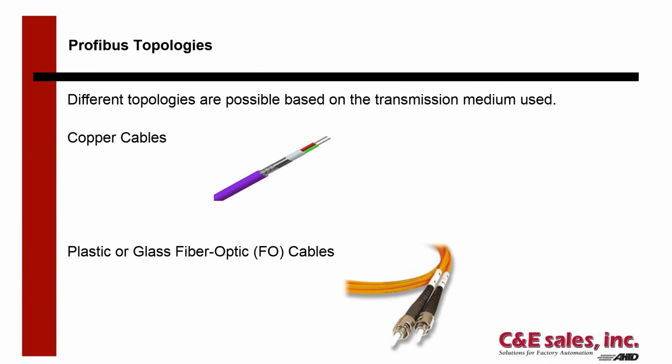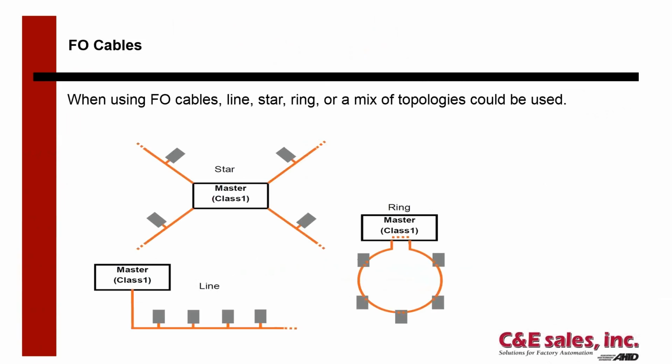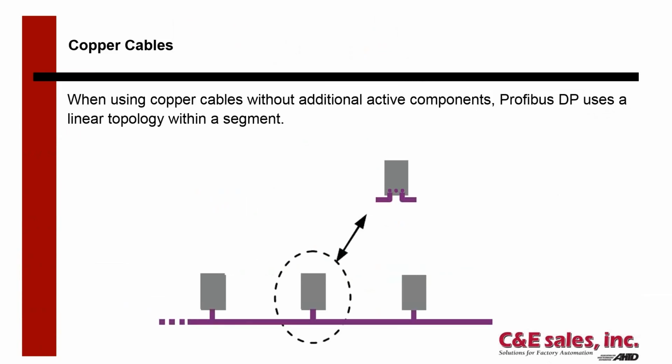As far as Profibus topologies go, you have an option of different topologies based on the transmission medium that you use. The two most common ones are copper cables and then plastic or glass fiber optic cables. With fiber optic cables, you can do a star topology, a ring topology, a line topology, or a mix of all three. When you're dealing with copper cables, you're really limited to a linear topology. It's a daisy chain, one going into another, a continuous line for your copper cables.